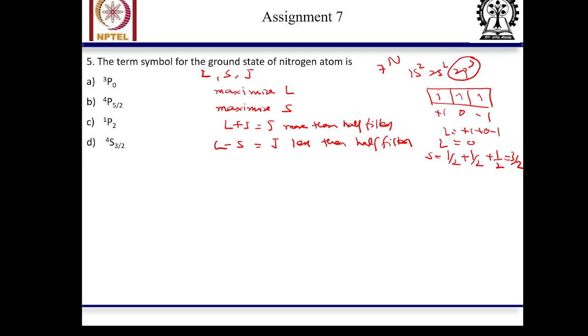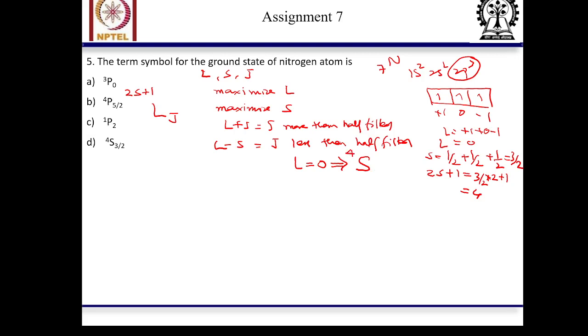Now how we will write? L is equal to 0 means spectroscopic term is S. What is 2S plus 1? We write like this: L, 2S plus 1, J. So what is 2S plus 1? With S being 3/2, it is 2 into 3/2 plus 1, which is 4. So here S, then 4, and J.